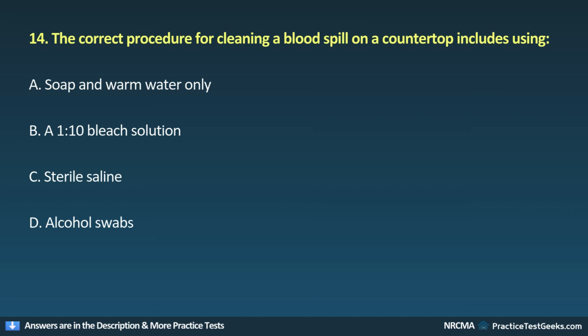14. The correct procedure for cleaning a blood spill on a countertop includes using A. Soap and warm water only. B. A 1 to 10 bleach solution. C. Sterile saline. D. Alcohol swabs.